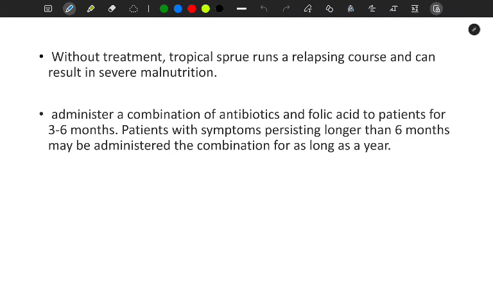We don't want to forget the antibiotics, the folate, and vitamin B12, that's quite important. Sometimes we need a longer duration of treatment if symptoms persist or have only mildly improved and we think he will improve further, so you can extend it up to 12 months. Next.